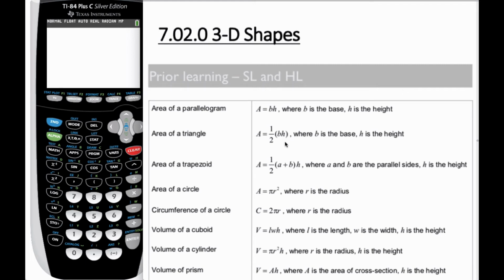Hello, it's Mr. Robster, and today we're going to talk about 3D shapes and their volumes and surface areas.